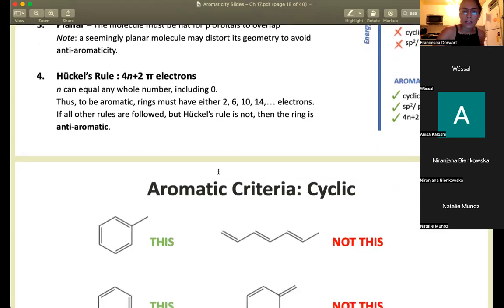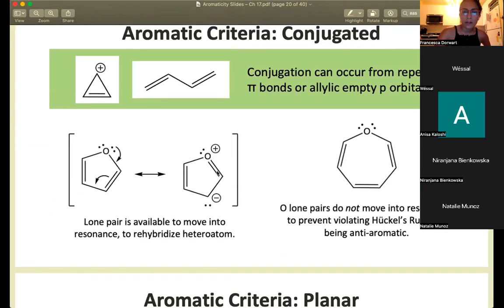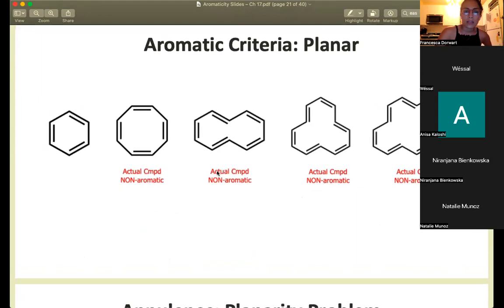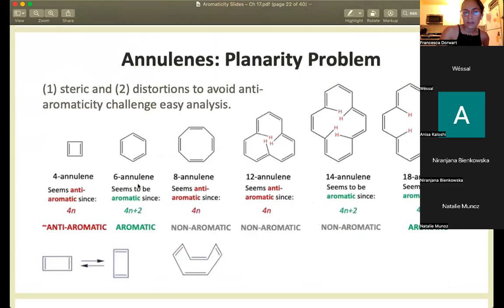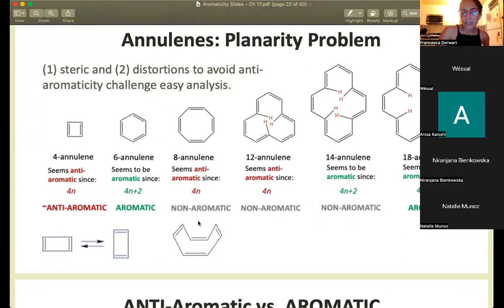There are, again, I think one group of exceptions that I would expect you to know, which would be the annulenes, okay? So looking at our annulenes here, we see our 8-annulene, okay? The actual compound looks flat, but we know that it is not actually flat, right? 8-annulene looks like this.